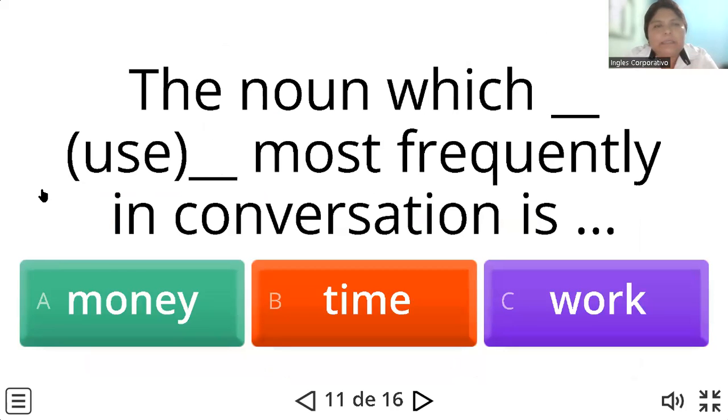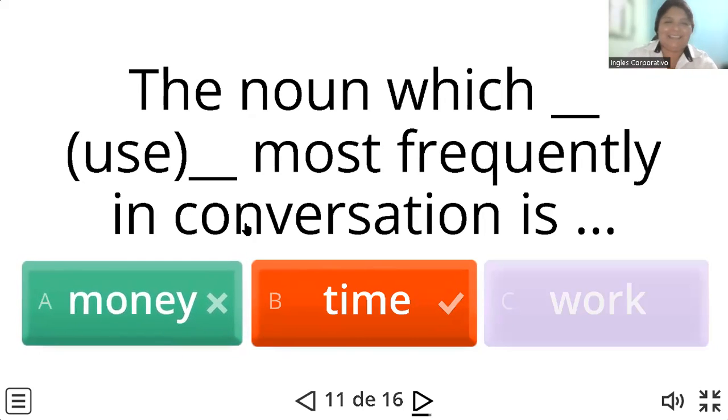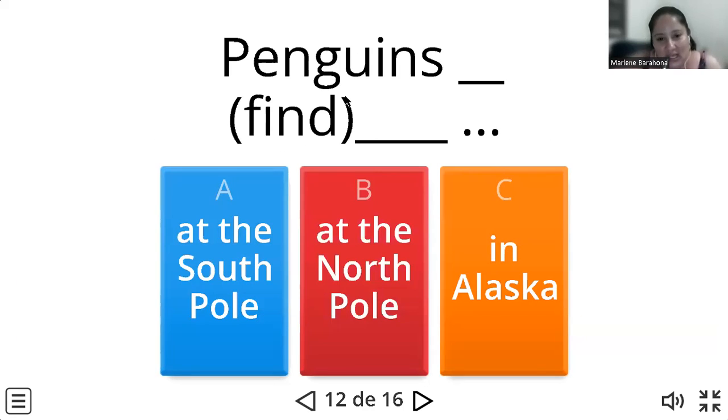The noun which is used most frequently in conversations is work, money, time, or money. Work. Money. Are you sure? Work. Okay. Any other opinion? No. Okay. Jenny says time. Time. Okay. So only one thinks. Just Jenny said it's time. Okay. So let's see. Jenny, you are right again. Excellent. Okay. Excellent, Jenny. Yeah, she's doing great.